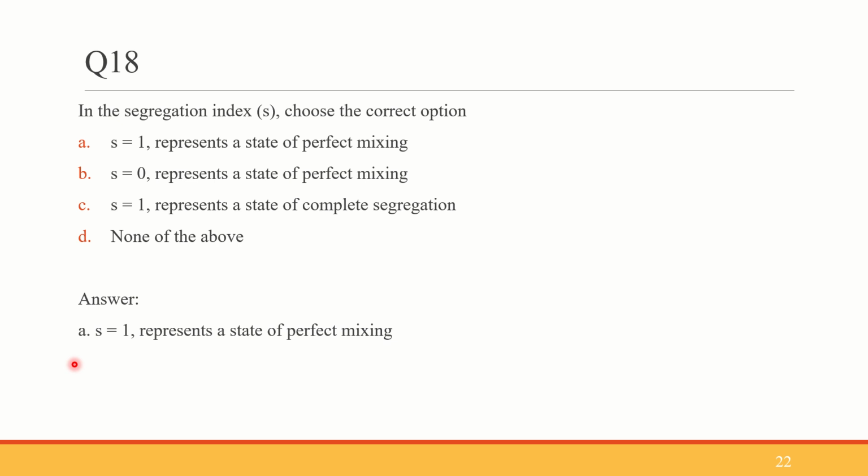Oh, option A. Okay, option A is the right answer. S is equal to 1 represents a state of perfect mixing.